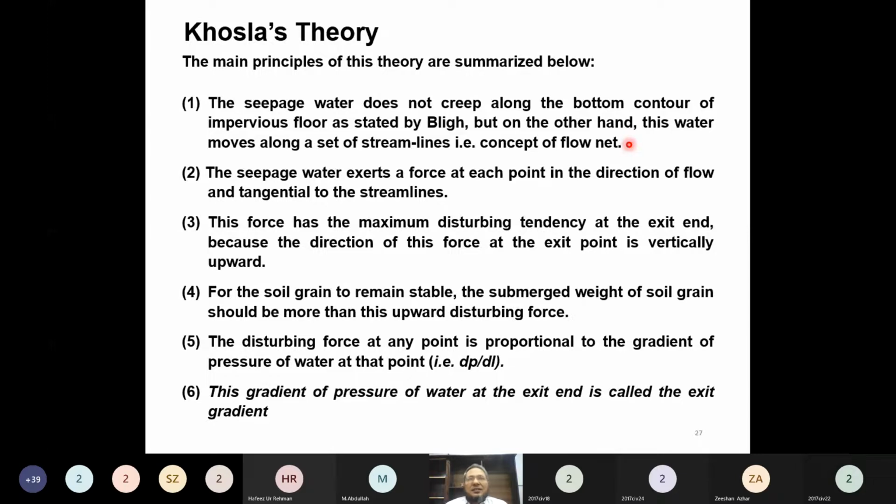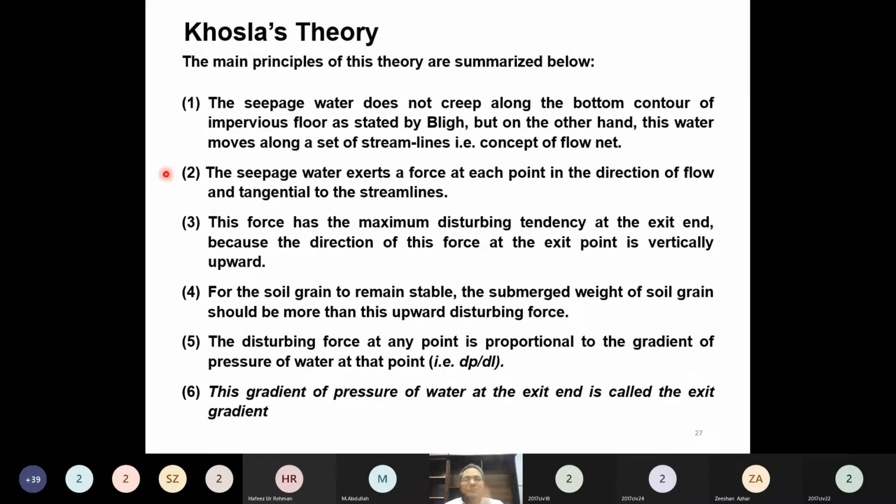So what do you think? Who is more right? Whose approach is more logical? Do you think water creeps under the floor, touching the bottom of the concrete floors? Khosla. No, sir. So the first, Khosla, is more close to the reality. Yes, sir.